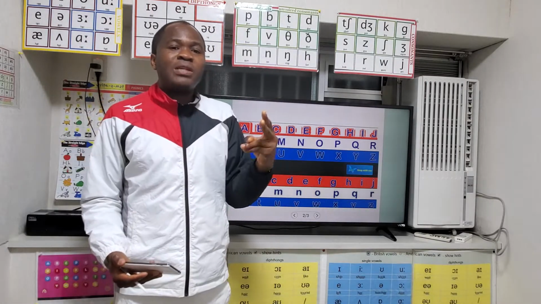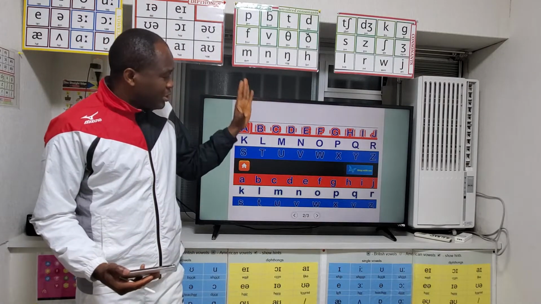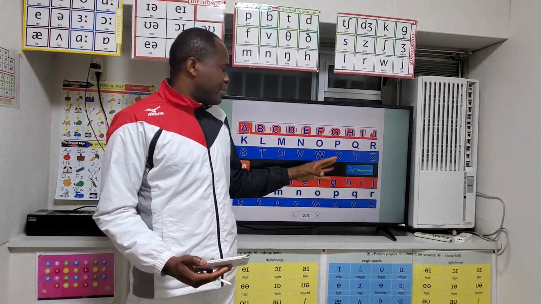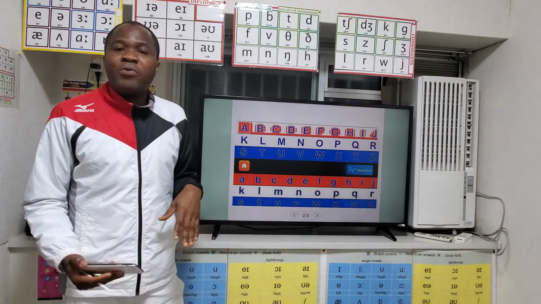C can make 2 sounds. It can make the S sound and the K sound. All this you have to teach. G also can make 2 sounds. It can make the G sound, and it can make the J sound. That is a J sound. So these are very important for the kids.